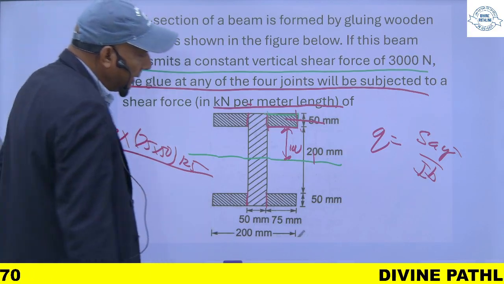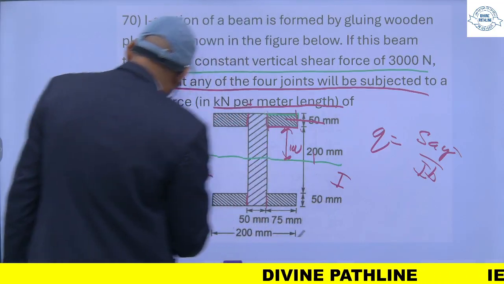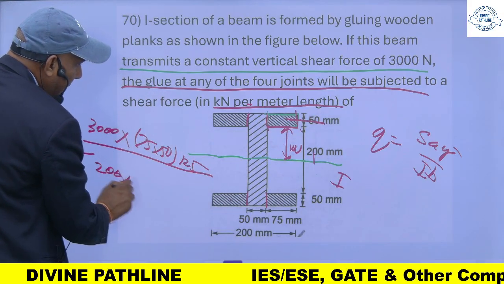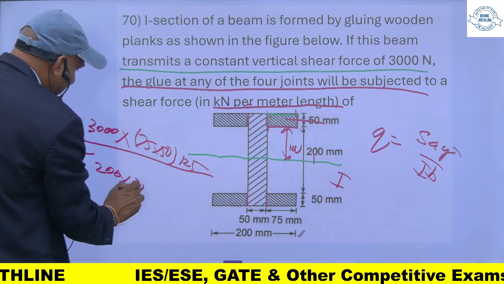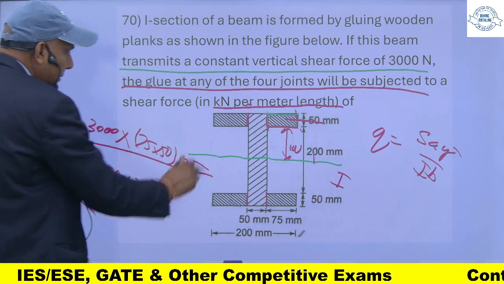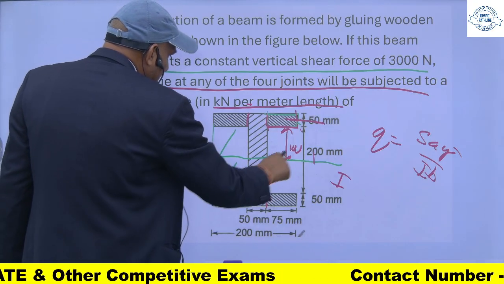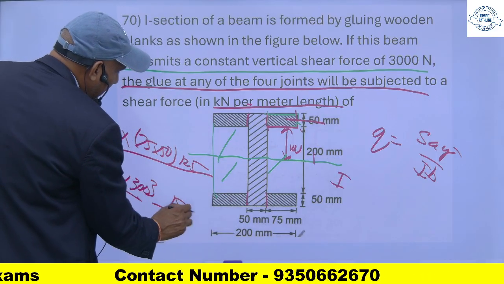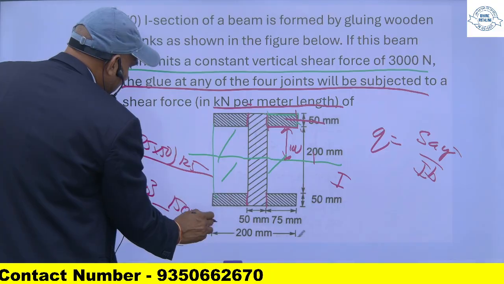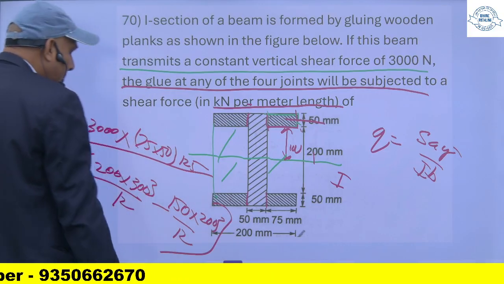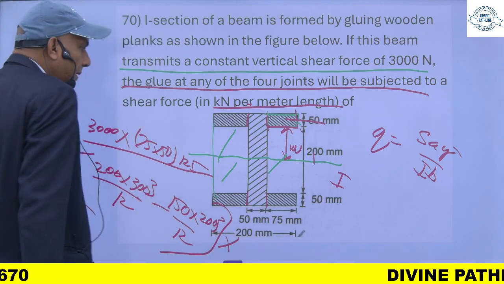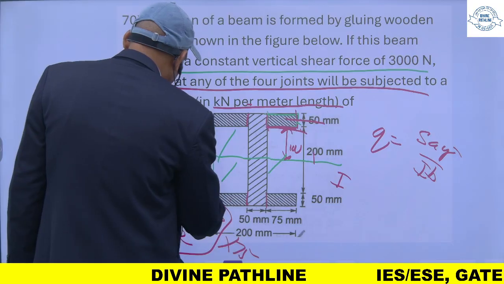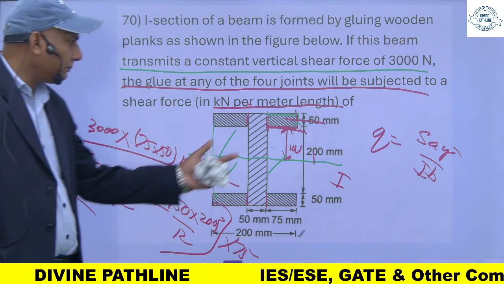I is the moment of inertia, and that moment of inertia will be the moment of inertia of the whole, that will be 200 into 300 cube upon 12 outside, minus this portion, which will be 75 into 150 into 200 cube upon 12. So you will get I into b. b will be this one, 75. So you will get the shear stress at this level.